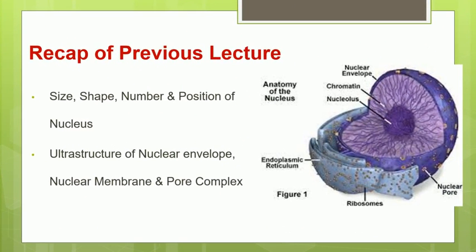Before starting with today's lecture, let's take a brief recap of the previous lecture. In the last lecture, we started with this chapter and studied the size, shape, number and position of the nucleus in the cell. Along with that, we have seen some parts of the nucleus like nuclear envelope, nuclear membrane and pore complex and its complex structure.